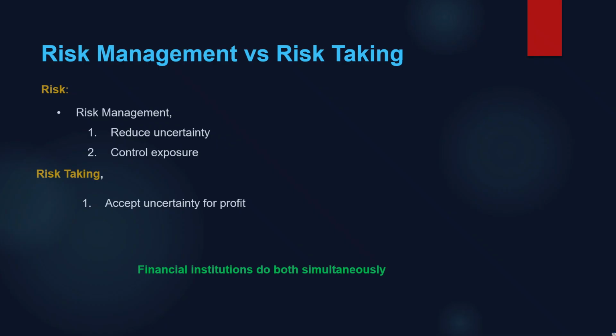Risk-taking, in contrast, means you accept uncertainty in pursuit of profit. This is offensive. Banks take credit risk when they make loans because they earn interest. Trading desks take market risk because they profit from price movements. Insurance companies, for example, take underwriting risk because they collect premiums.